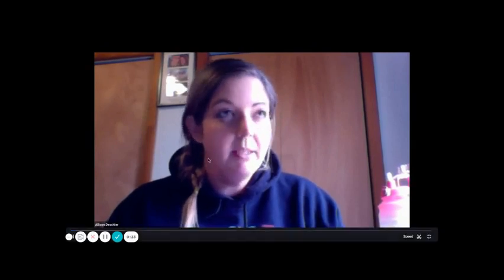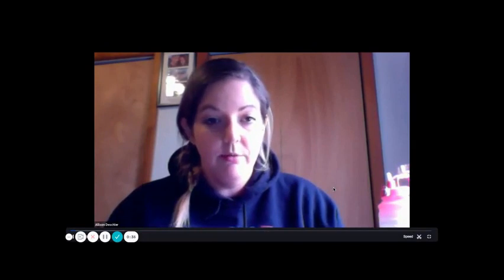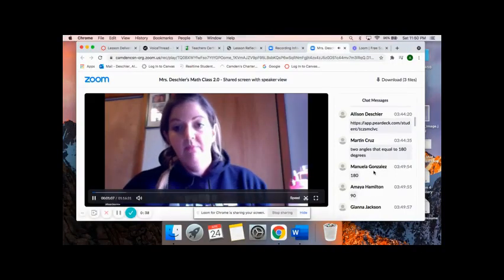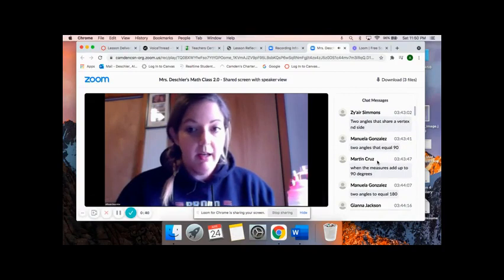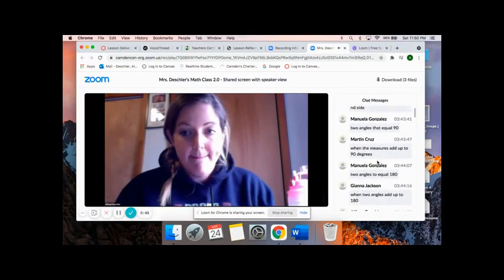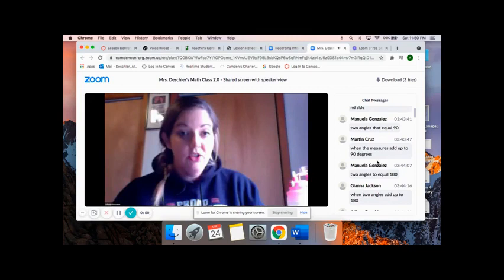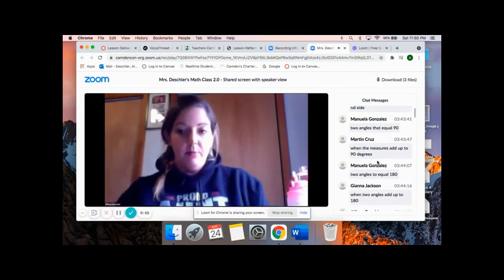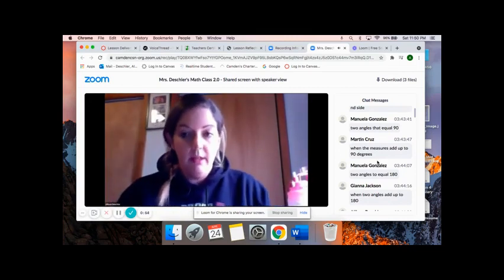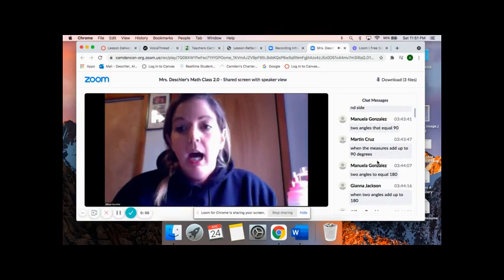Two angles next to each other, what requirements do they need to meet in order to be adjacent? Manuela, go ahead. They need to share a side and a vertex. They need to share one side and a vertex. Excellent. I got PBIS points for you guys that are answering my questions.